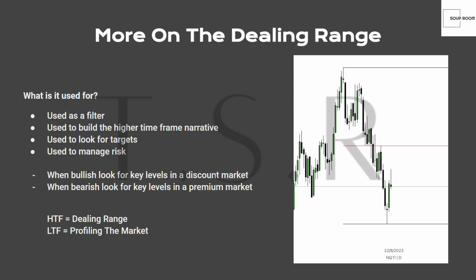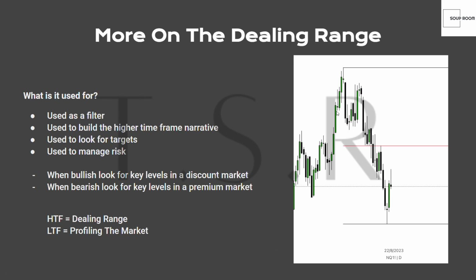What does this mean? If we have a key level in a premium, price retraces into the premium, does not hit the key level, but starts to range on the lower time frame. We now have a bearish dealing range. We are bearish on the higher time frame. Price is in a premium. So now we know we are allowed to enter our shorts. Why? Because price is in the premium. That is the first filter.